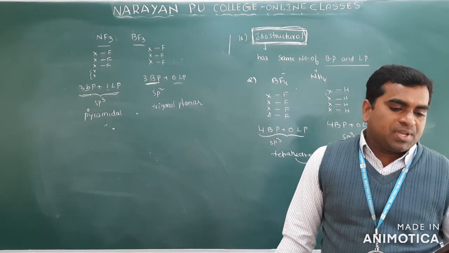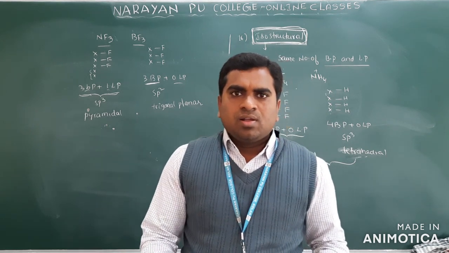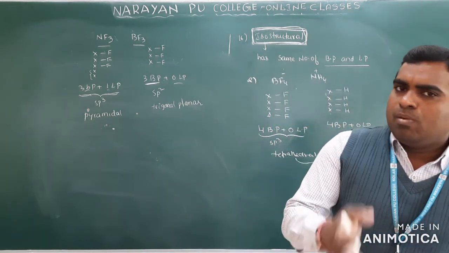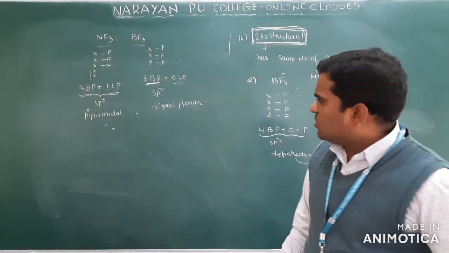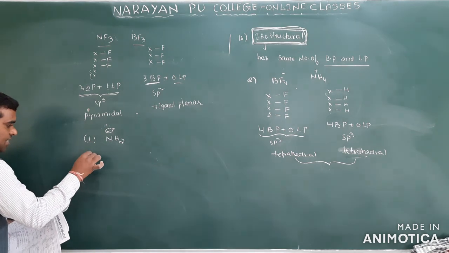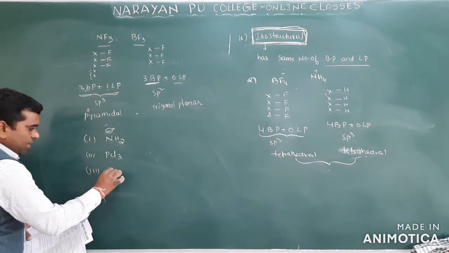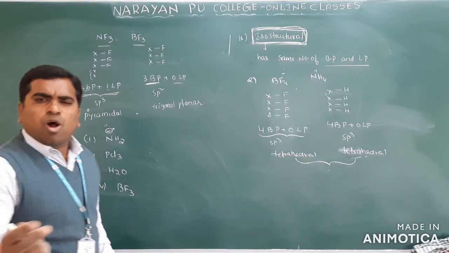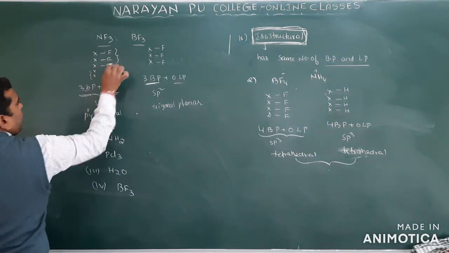Which of the following species contains 3 bond pairs and 1 lone pair around the central atom? Simple question. 3 bond pairs, 1 lone pair. Once you calculate where the 3 bond pairs and where the 1 lone pair are coming, you can easily identify. For this one also there is a simple trick. The first one is NH2 minus, the second is PCl3, the third is H2, and the fourth is BF3. 3 bond pairs means, if 3 bonds are there, we call it 3 bond pairs. Here you see, how many bonds are there? 3 bonds, so 3 bond pairs.